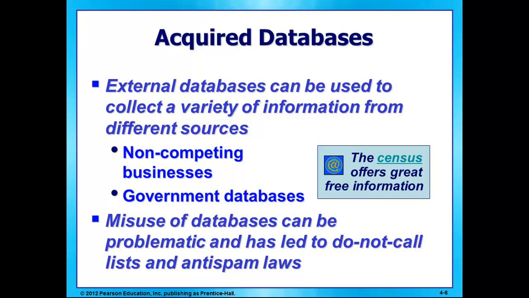Acquired databases are information that companies pay to acquire. Oftentimes they pay, some of them are free. The census is free, but they pay to get access to information. There are a lot of databases available to marketers in terms of, for example, geographic data, psychographic data, media habits and usage. And so simply knowing what databases are available to access this information is a key part of the market research professional's job.